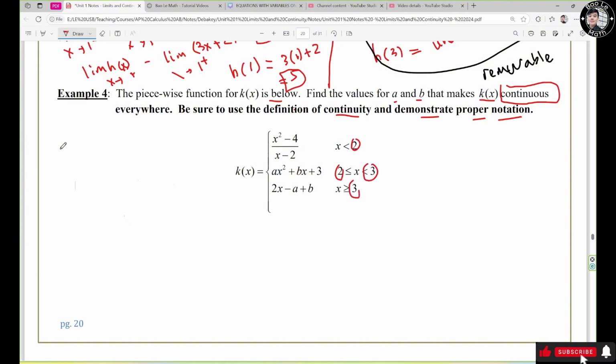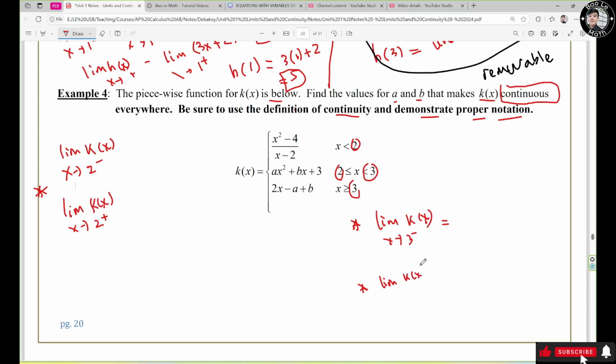Right. So I need to write limit of the function k of s when s approaches 2 minus, right? And next one, limit of k of s when s approaches 2 plus, right? Second one, limit of k of s when s approaches 3 minus, and limit of the function k of s when s approaches 3 plus. Now we're going to deal with the first one.